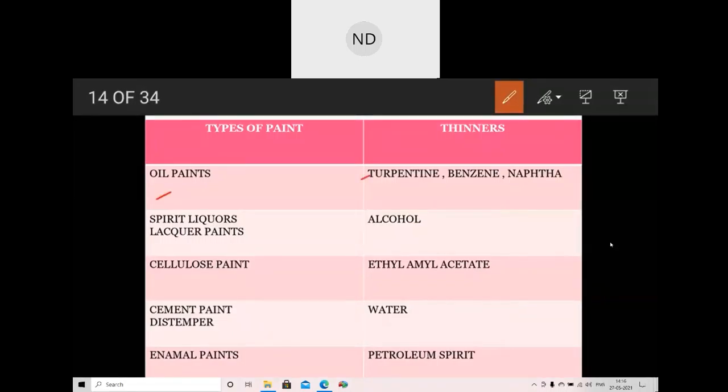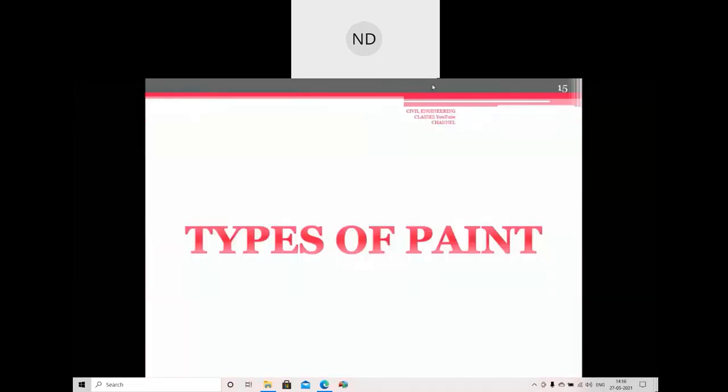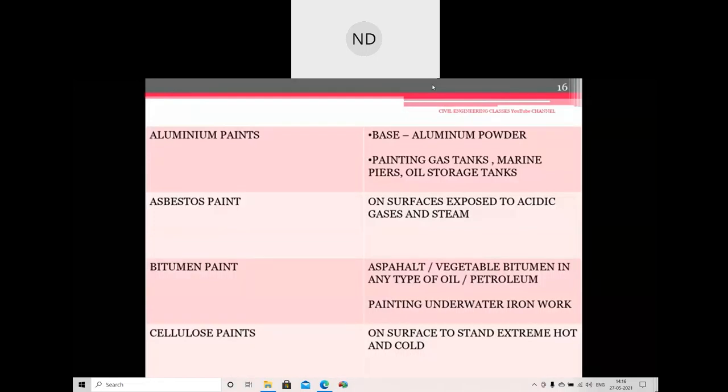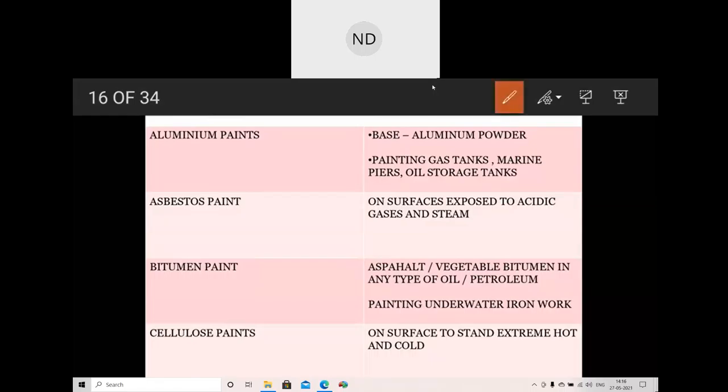Now we have to see the examples of thinners. The first type of paint is the oil paint. For oil paint, mainly used thinners are turpentine, benzene, or naphtha. In case of spirit varnish or lacquer paint, alcohol is the thinner. In case of cellulose paint, ethyl amyl acetate is the thinner. In case of cement paint or distemper, water is the thinner. That's the important point: water is the thinner for cement paint and distemper. For enamel paints, petroleum spirit is used as the thinner.